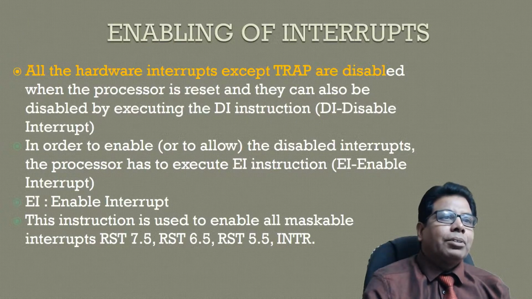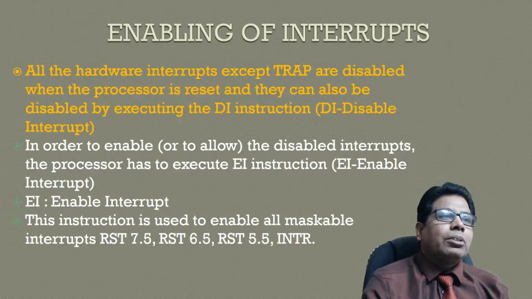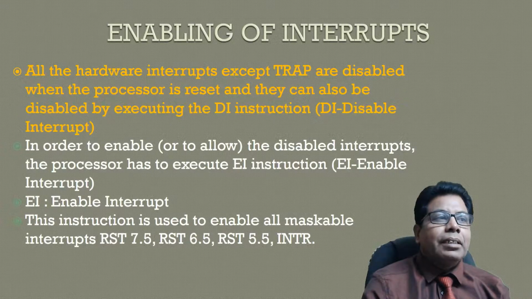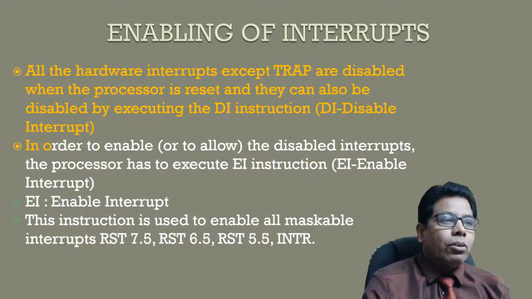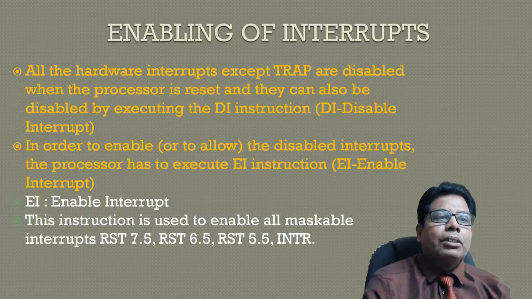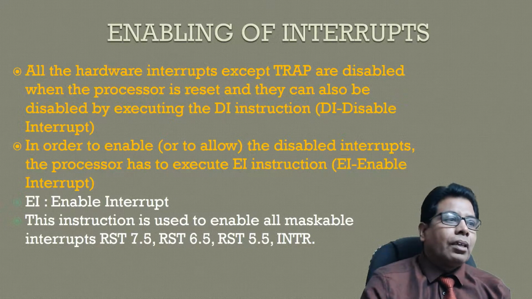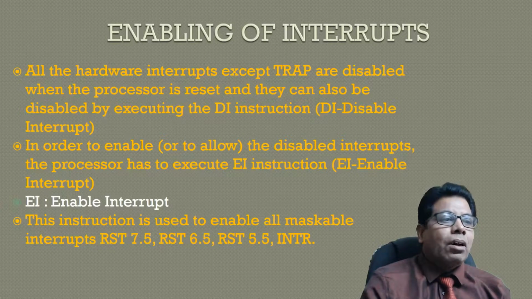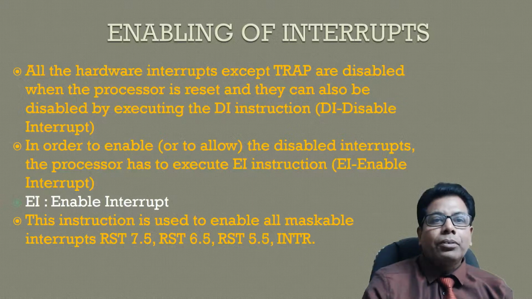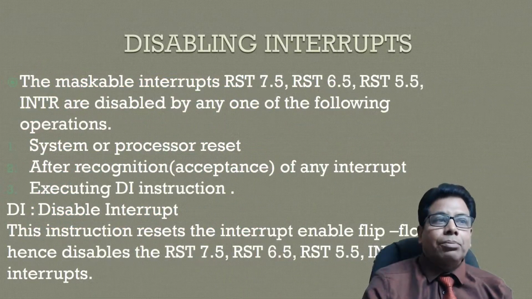All the hardware interrupts except TRAP are disabled when the processor is reset, and they can also be disabled by executing the DI instruction, that is nothing but disable interrupt instruction. In order to enable or to allow the disabled interrupts, the processor has to execute the EI instruction. EI means enable interrupt. This instruction is used to enable all the maskable interrupts RST 7.5, RST 6.5, RST 5.5 and INTR. Then let us see the disabling of interrupts.